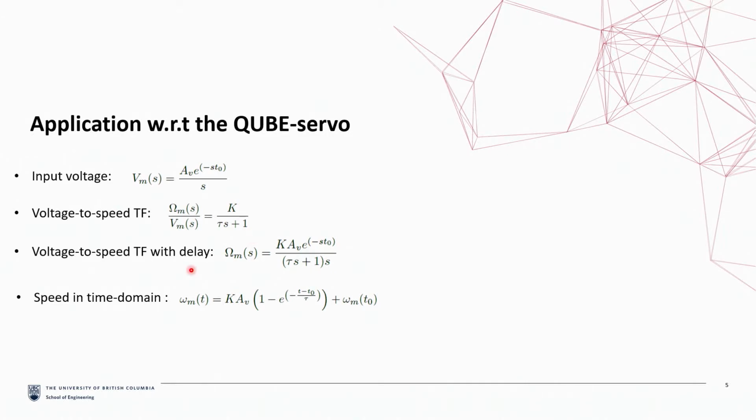Now if we incorporate the input voltage into this transfer function and allow for the delay, we can write the frequency domain representation of the angular velocity omega m. Also, we can take the Laplace inverse of this equation and derive the time domain representation of the angular velocity.